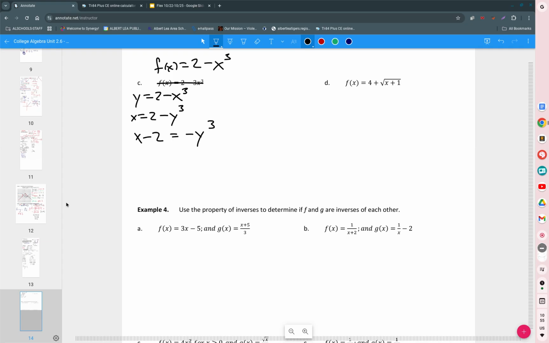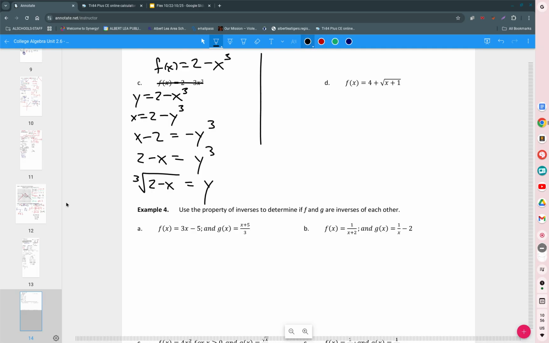Do I cube root or do I divide by negative 1? Divide by negative 1. And so I get 2 minus x is equal to y cubed. That's cube root. So the cube root of 2 minus x is equal to y. That's that. The cube root of 2 minus x is equal to y.